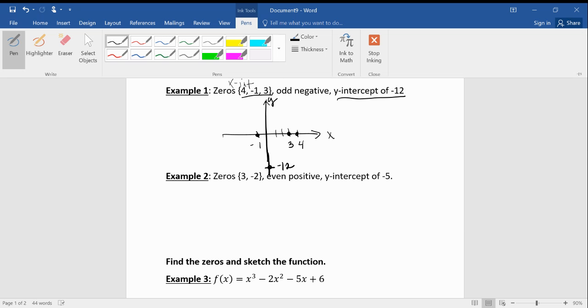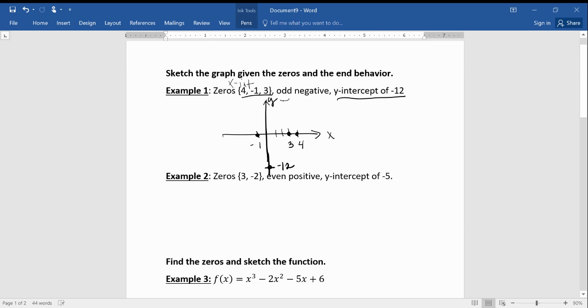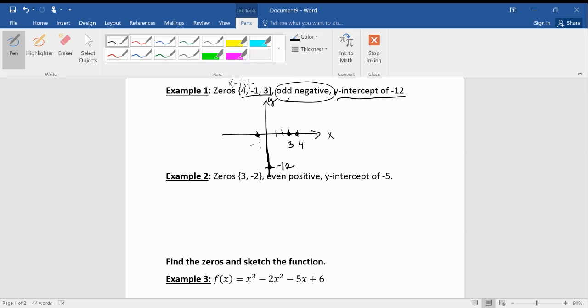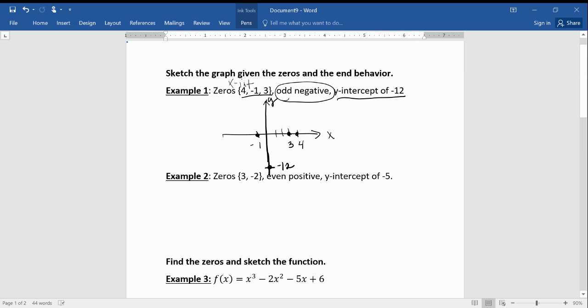All right, now the other thing we're told is that the end behavior is odd negative. Well, what does that mean about this function? If it's odd negative, what is the end behavior? So let's think about what we talked about in that last lesson. If it's odd negative, remember it goes opposite directions. The right arrow tells you which way it's pointing. So we're going to go down on the right, and it's going to rise on the left.